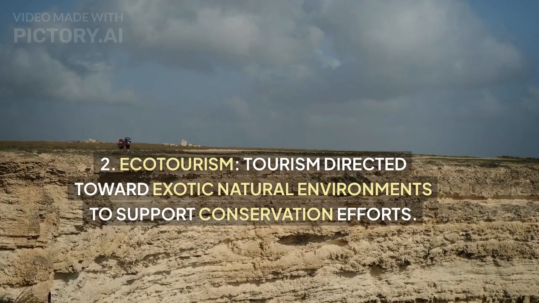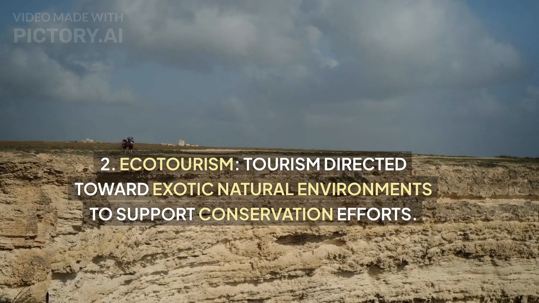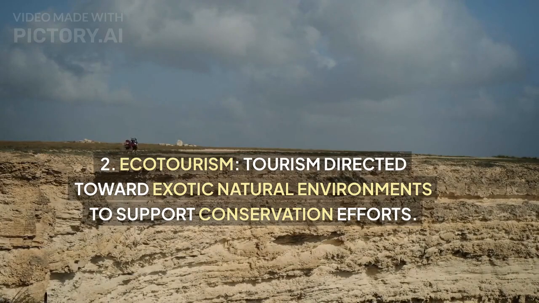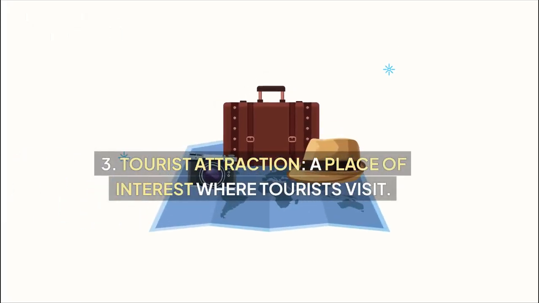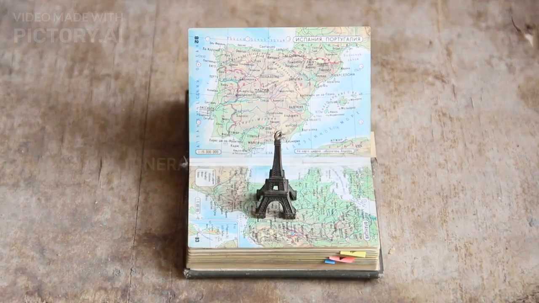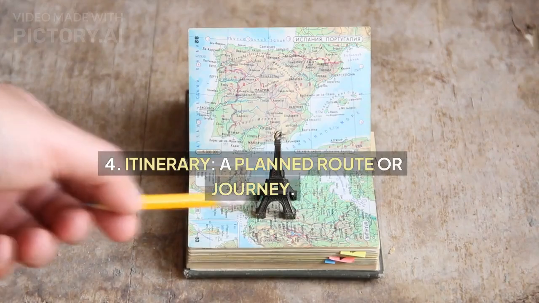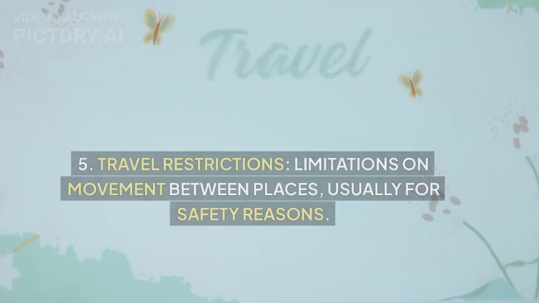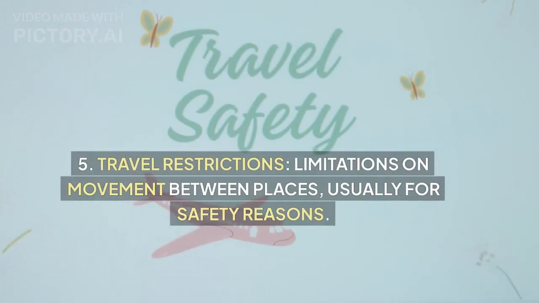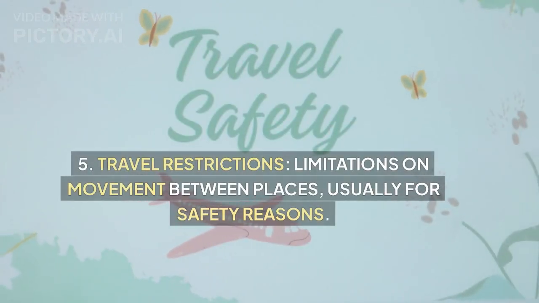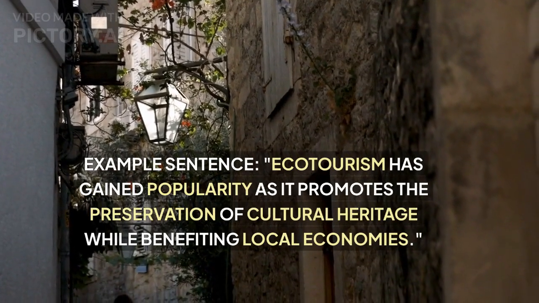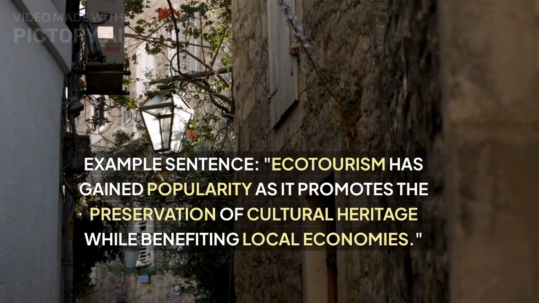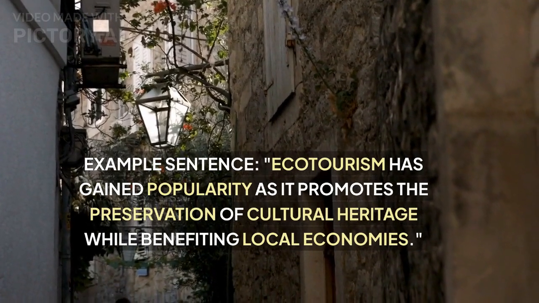2. Ecotourism. Tourism directed toward exotic natural environments to support conservation efforts. 3. Tourist attraction. A place of interest where tourists visit. 4. Itinerary. A planned route or journey. 5. Travel restrictions. Limitations on movement between places, usually for safety reasons. Example sentence. Ecotourism has gained popularity as it promotes the preservation of cultural heritage while benefiting local economies.